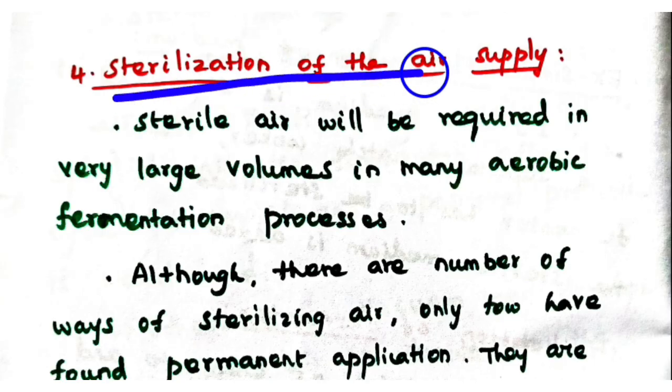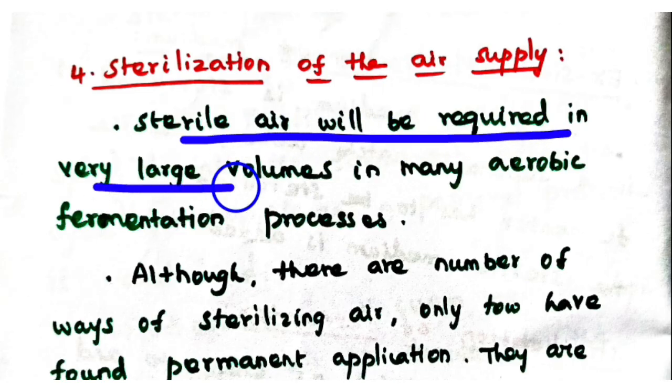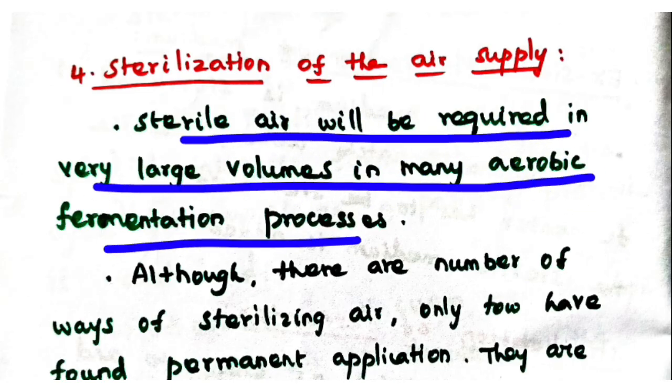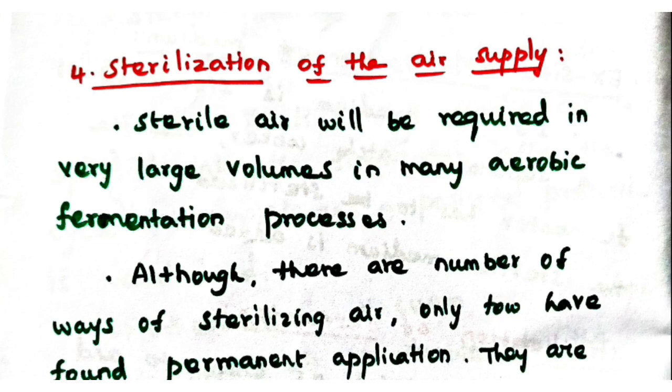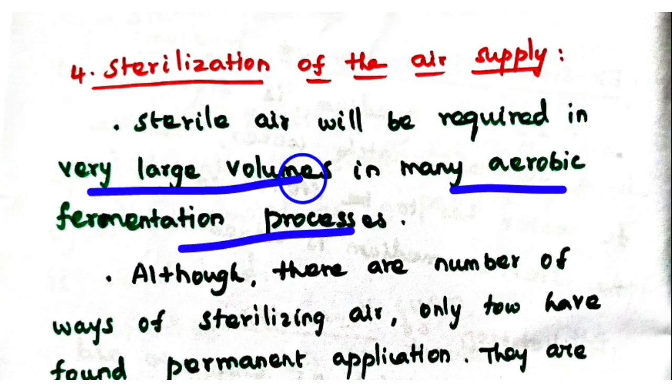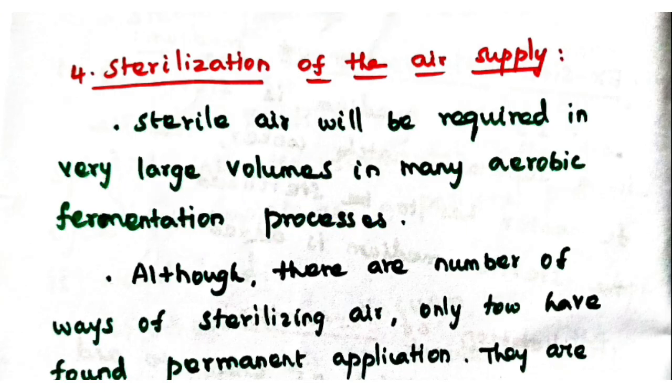The next one is sterilization of the air supply. Sterile air will be required in very large volumes in many aerobic fermentation processes. Aerobic fermentation process means your microorganism needs oxygen to grow. Anaerobic means absence of oxygen, where your microorganism will grow. So for an aerobic fermentation process, you need very large volumes of air and it should be in sterile form.